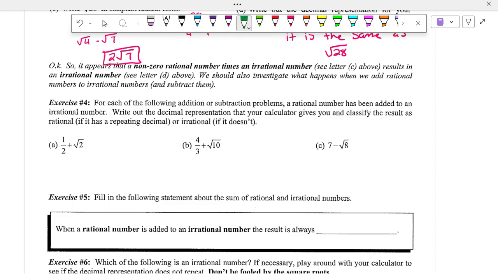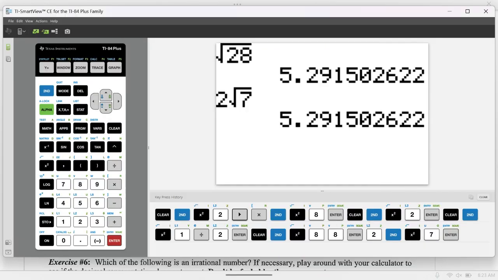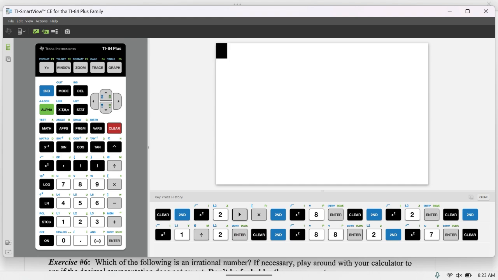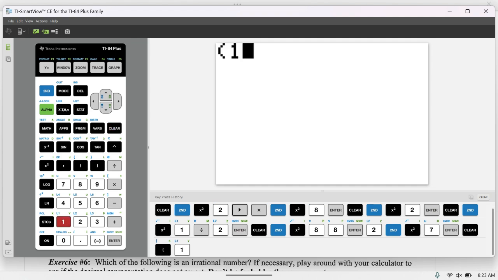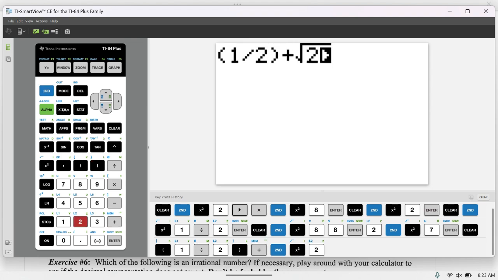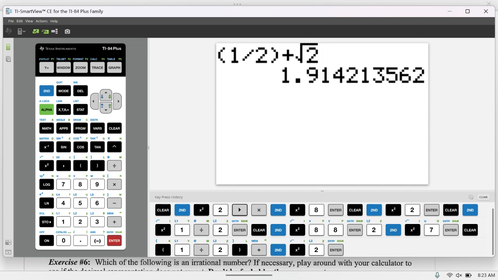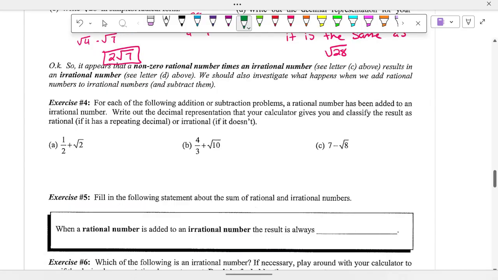All right. So let's do letter A first. So I'm just going to type it in, and I'm just going to let you guys tell me whether it's irrational or rational. So I have 1/2 plus, what is it? Square root of 2. So what do you guys think? Rational, irrational? Irrational. So that gave us an irrational.